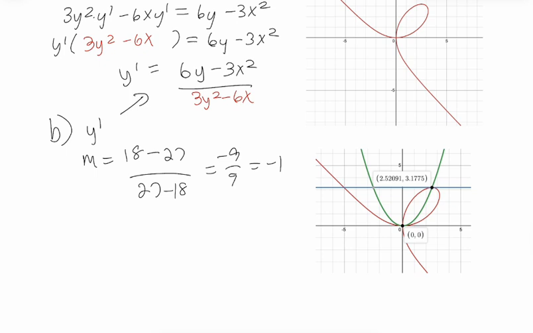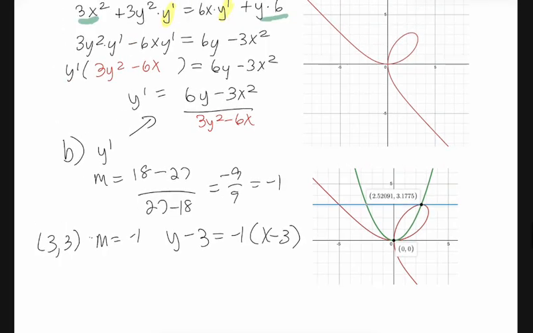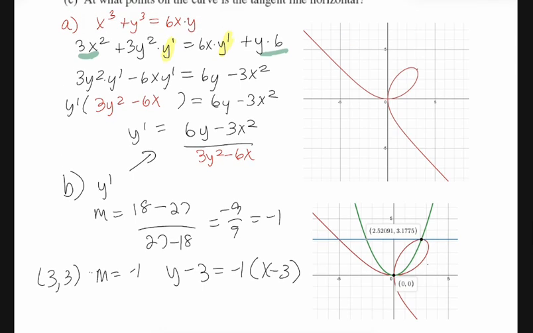So our equation of our tangent line, it's the point 3, 3. Our slope is negative 1. It's just y minus 3 equals negative 1 times x minus 3. And the point 3, 3, let's draw it up here, is this point. If we were to rearrange our equation, it would be y minus 3 equals negative x plus 3. We would add a 3 to both sides. It's y equals negative x plus 6.